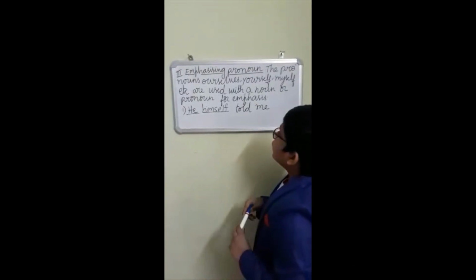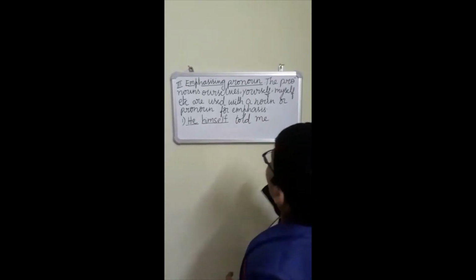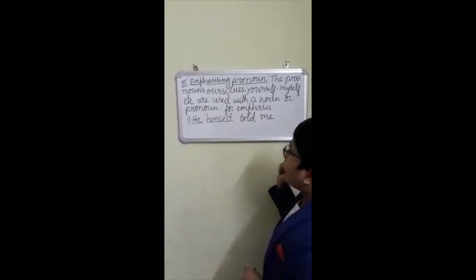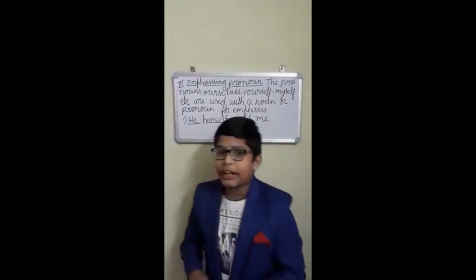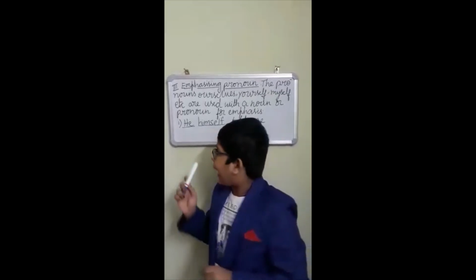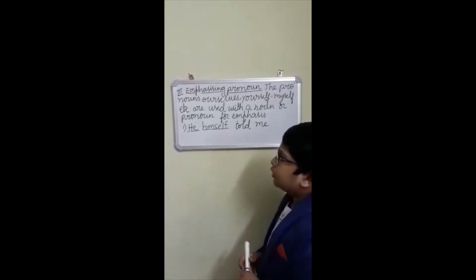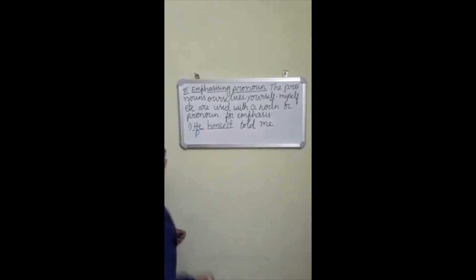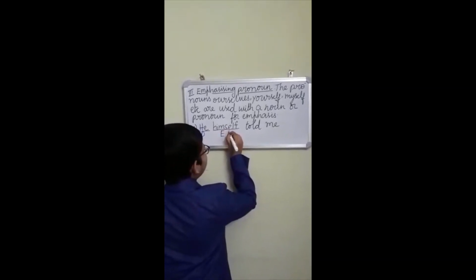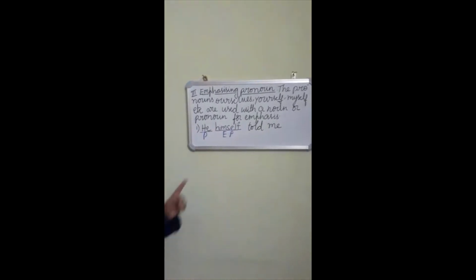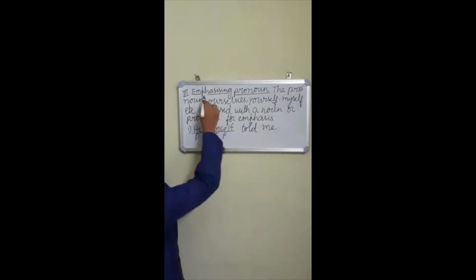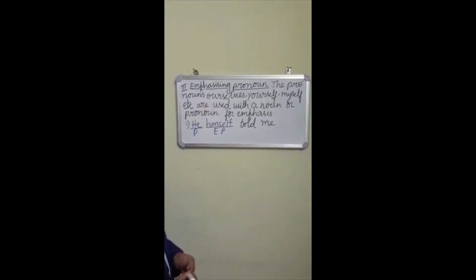Now let's go to the third one. Third one is the emphasizing pronoun. The pronouns ourself, yourself, myself, etc. are used with a noun or pronoun for emphasis. Here emphasis means adding more power or strength to a noun or a pronoun. Let's go with an example. He himself told me. Here, he is the pronoun and himself is the emphasizing pronoun. This himself is adding more power to the he. So these types of pronouns we call emphasizing pronouns.